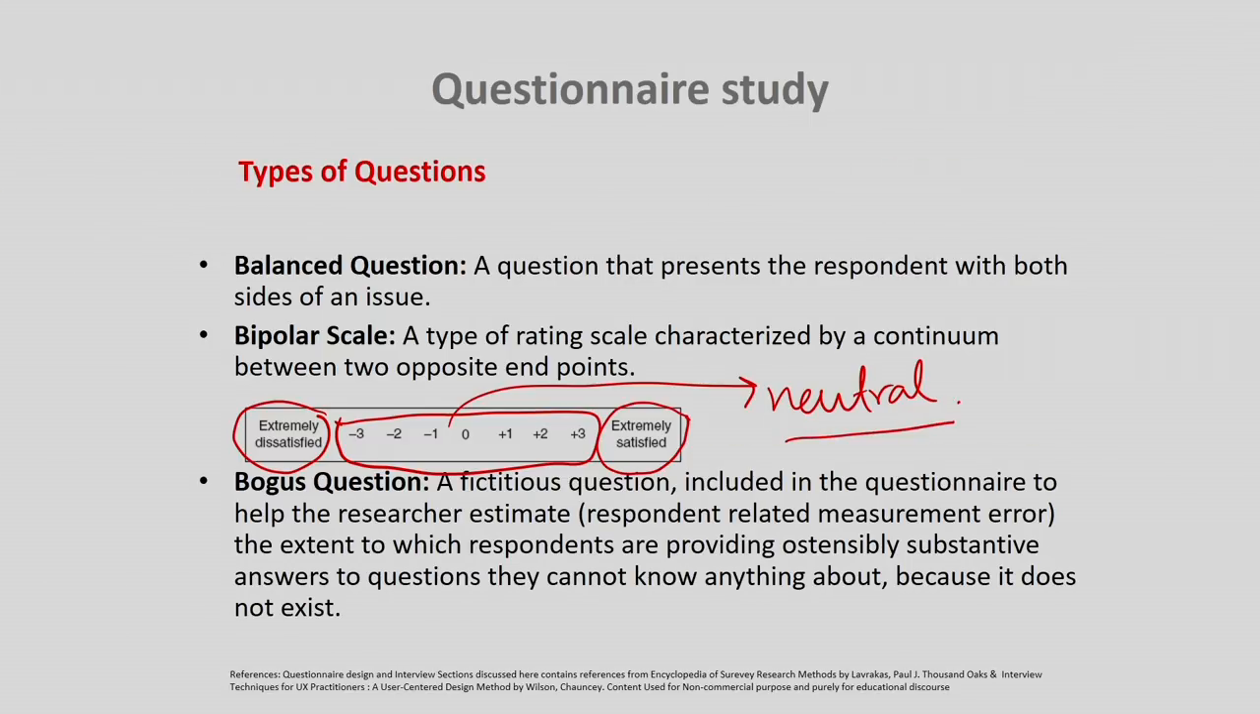Now, bogus question. This is very interesting. A fictitious question included in the questionnaire to help the researcher estimate respondent-related measurement error: the extent to which respondents are providing ostensibly substantive answers to questions they cannot know anything about, because it does not exist. See, friends, respondents are very smart. They behave as if they know everything. Now, in this process of providing answers to your questionnaire, many of the respondents fake a lot of answers. To catch hold of those respondents whose way of answering questions is wrong, you can fit in a bogus question.